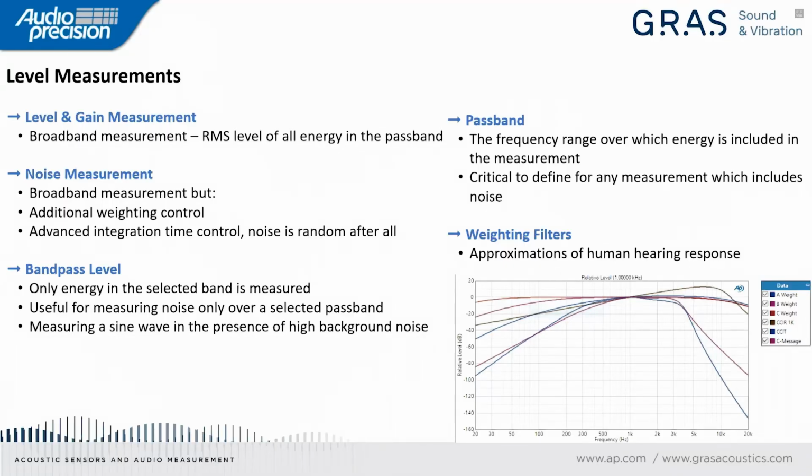And then maybe we don't want to measure all the energy in the passband of the analyzer. Maybe we want to measure only the energy at a specific frequency point or over a specific frequency span. So we have a bandpass level measurement. This is, again, a measurement of the signal amplitude, but over a controlled and specified bandwidth. One thing that will be critical in these measurements is, what is the passband? What is the range of frequencies over which we're making our measurement? And then, are we applying a weighting filter? Let me talk about that for a moment.